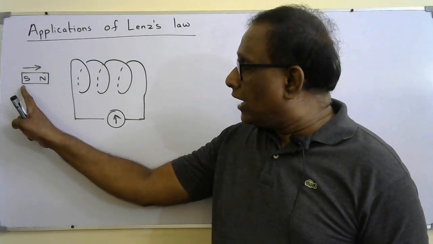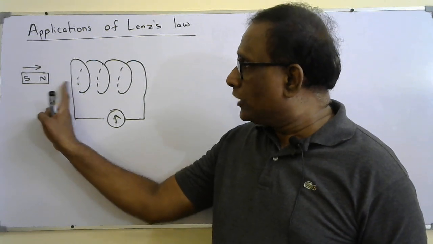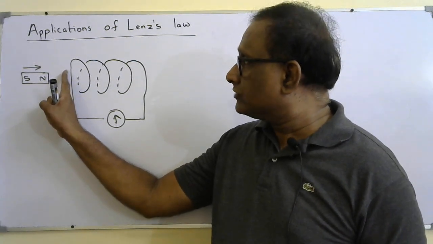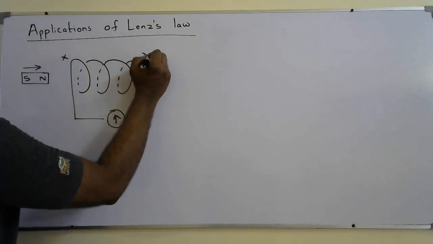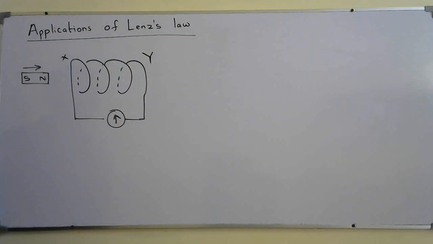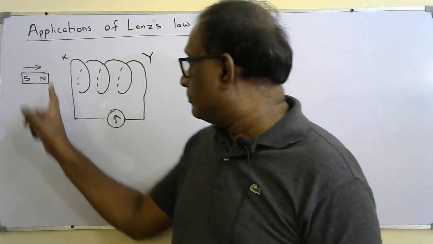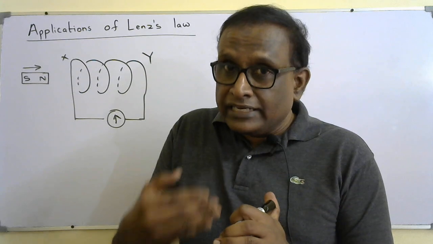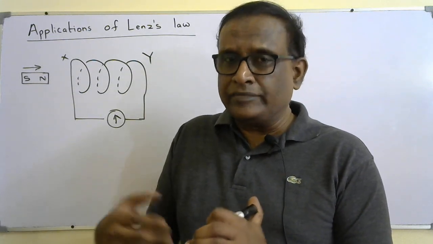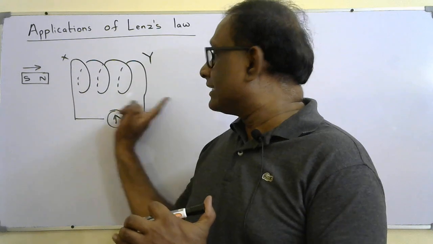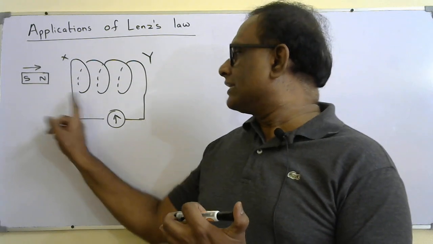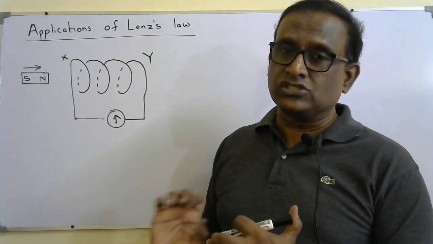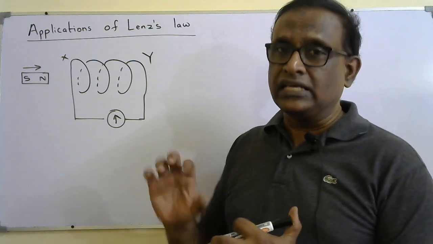When the bar magnet moves towards it, the north pole is closer to the left end of the solenoid. I can call this left end X. So the north pole is closer to X. What happens when it moves? There will be induced voltage, and there will be induced current due to the complete circuit. Even if there is no induced current and we need to find the direction of induced EMF, we can assume the ends are connected with a galvanometer or a complete circuit that forms a current. From that current, we can find the direction of the induced EMF.